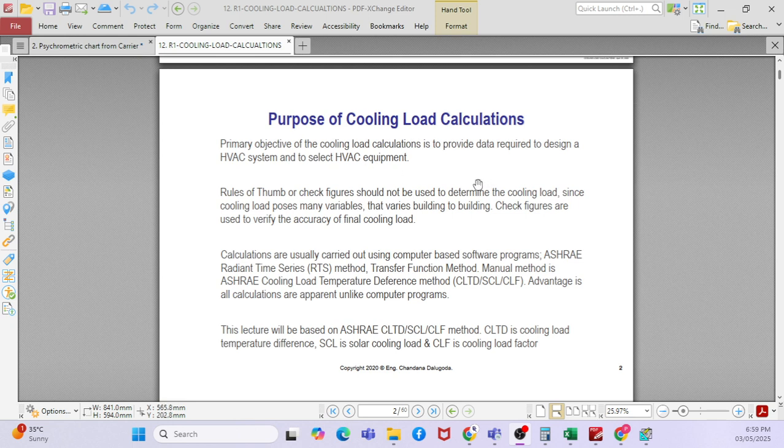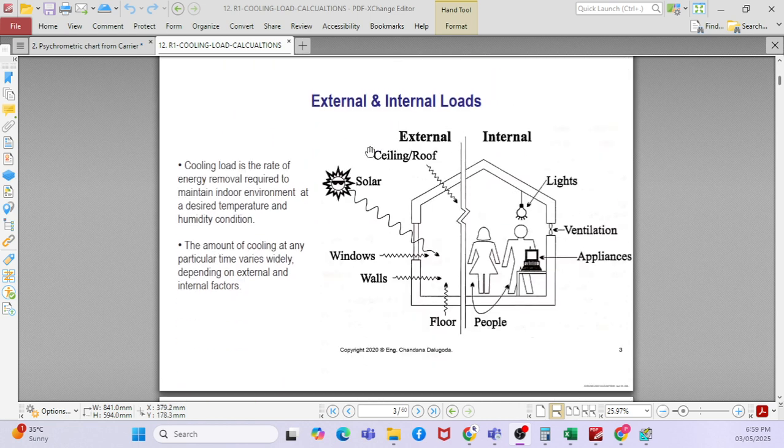That is what we are doing. We are trying to calculate the thermal load. If you go further down, you are going to understand what is the external load and internal load. If you talk about internal load, you have lights, ventilation, appliances, and people. And if you talk about external load, you have the ceiling, roof, solar, window, walls, and the floor, right? So this is external load and internal load.